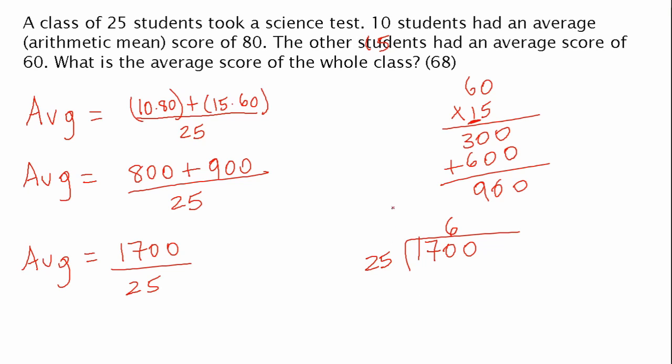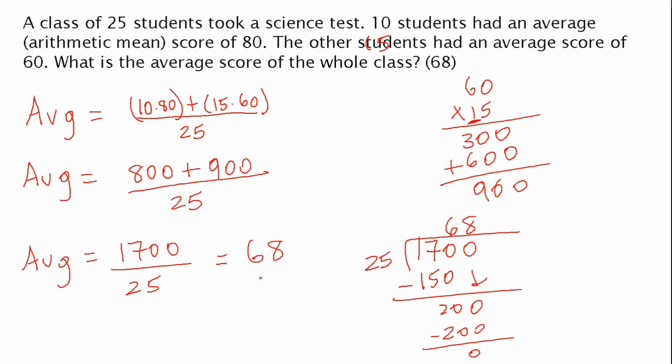Insofar as 25 times 6 is 150. 170 minus 150 is 20. Drop down this 2. 25 goes into 200 8 times without going over. 25 times 8 is 200, so we can see there's going to be no remainder. Therefore, we know the class average, the weighted class average on this exam was a 68.